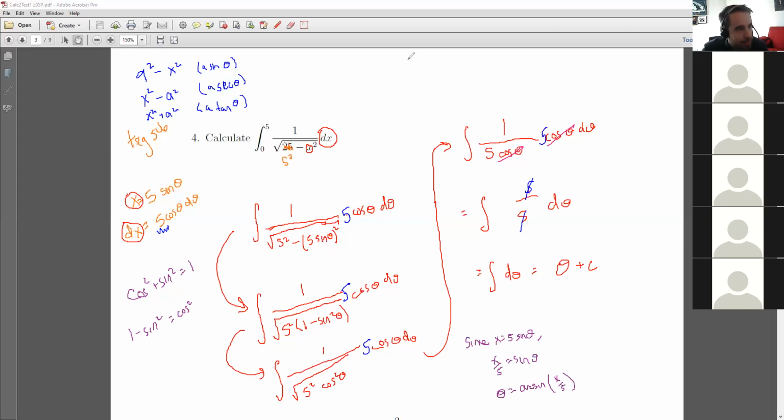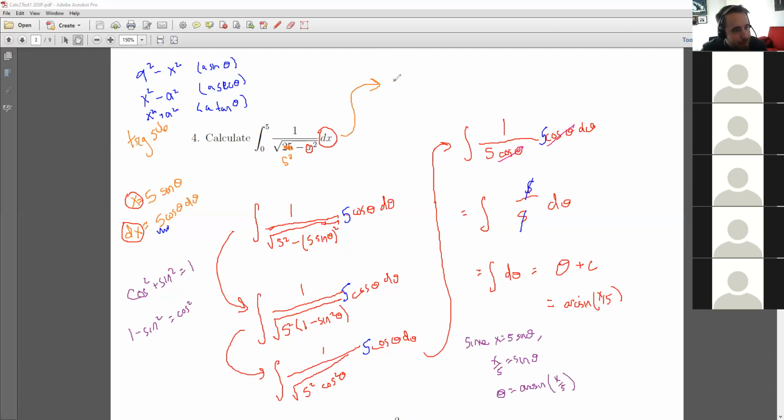And so our answer is actually not just going to be theta plus c, it's going to be inverse sine, or arcsine, of x over 5. And to completely tie a bow around this problem, we'd actually want to go all the way back and remember that we have to plug in the number 5 and the number 0, right? So this is a definite integral, and we'd have to compute maybe a final answer. We're only one step away.